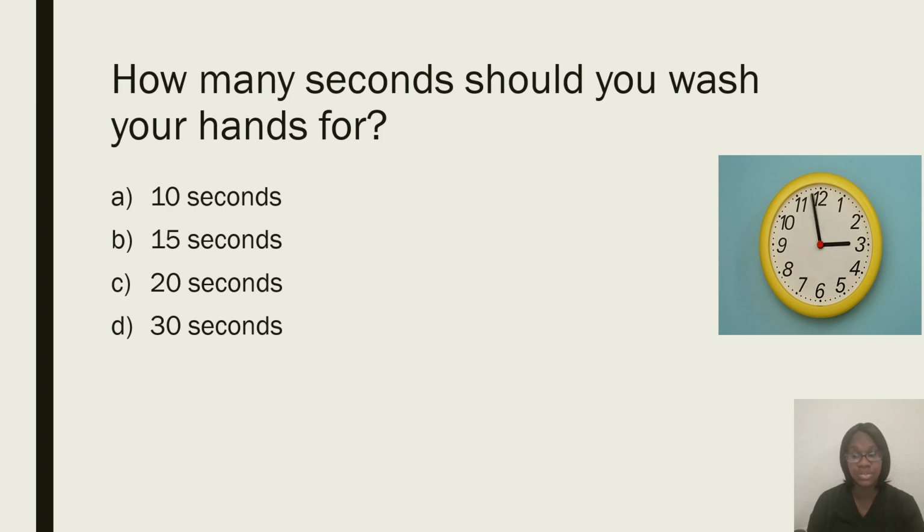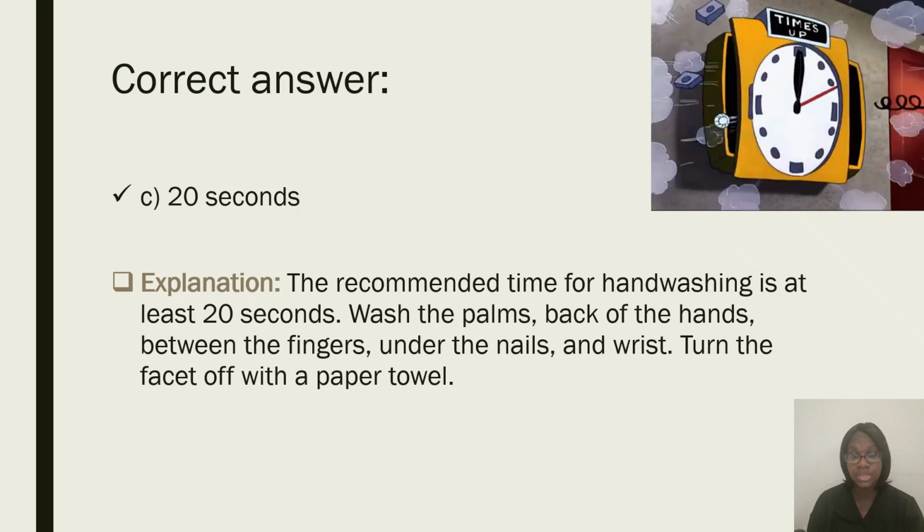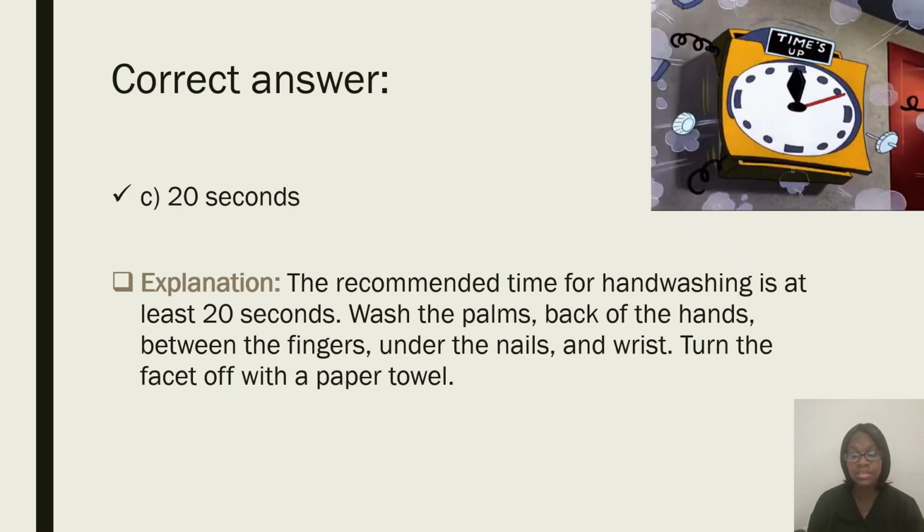Oh, this is always a tricky question too. The correct answer is 20 seconds. So it is recommended that you wash your hands for at least 20 seconds. This includes washing the palms, back of your hands, between your fingers, under your nails, and your wrists. Turn off the faucet with the paper towel.